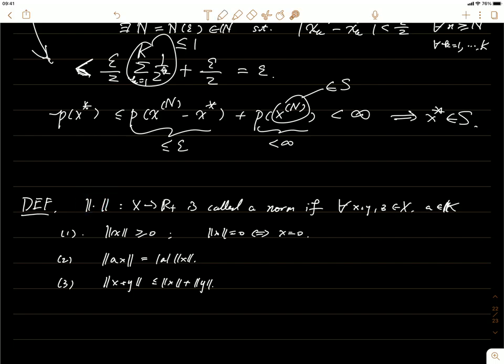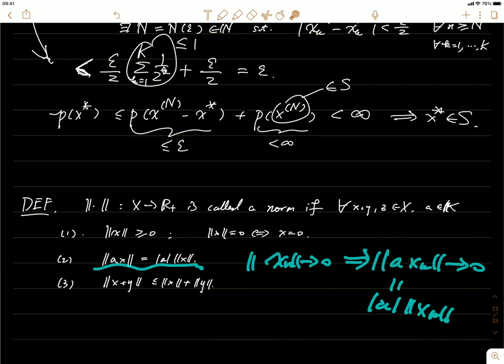If this mapping satisfies all these three conditions, then we call this mapping a norm. As you can see, the major difference is this. Previously for p, we only had symmetry, so p of x equals p of negative x. Apparently, that's true for a norm. And also with this second one here, we can show the continuity of the scalar multiplication, because in this case, if the norm of xk goes to 0, apparently it implies that the norm of a times xk goes to 0, because the norm of a xk is just the absolute value of a times the norm of xk, and that goes to 0, so the whole thing goes to 0.